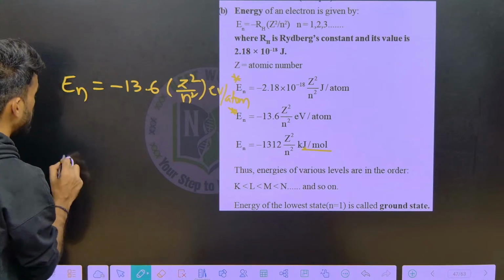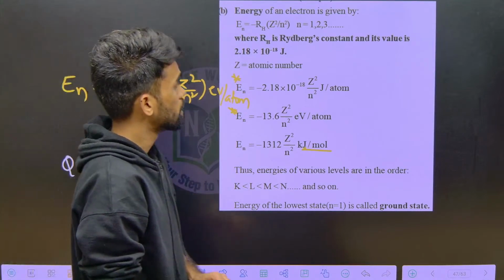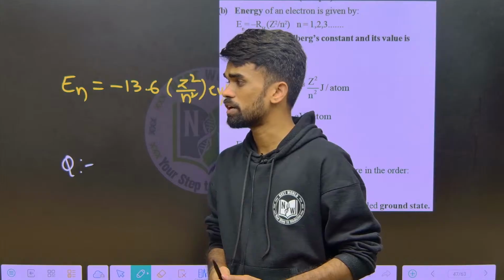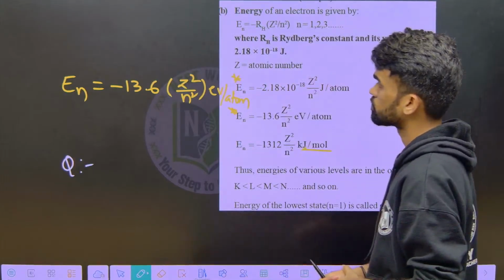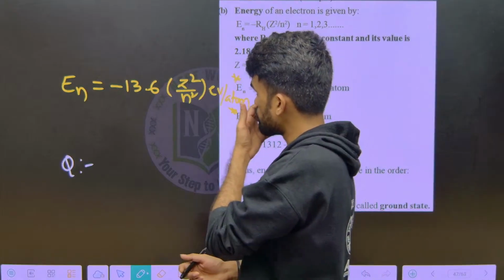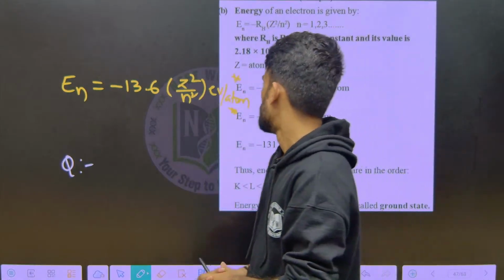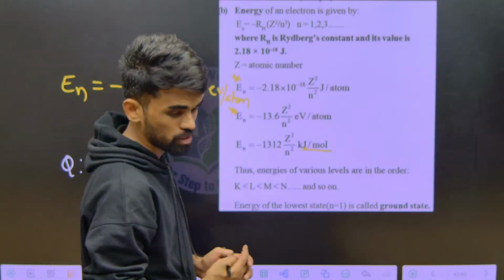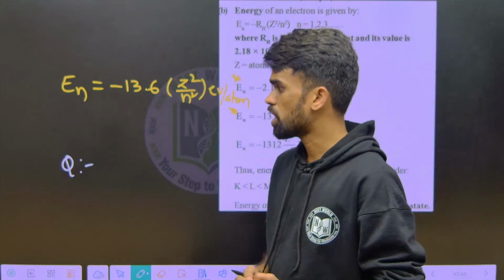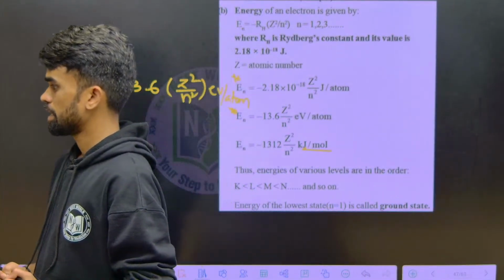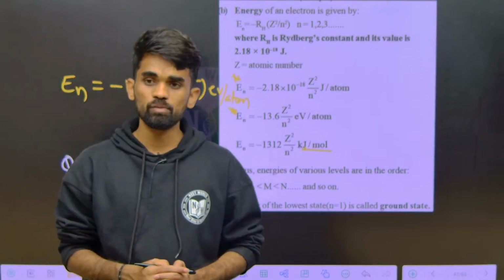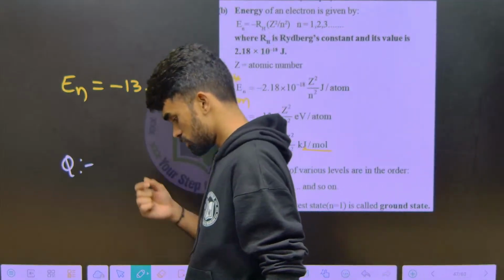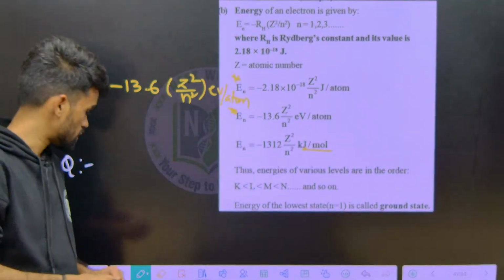Question: the energy of an electron revolving in the second Bohr orbit of a hydrogen atom. Energy of electron revolving in the second Bohr orbit of hydrogen atom. Easy. What is the answer you got?